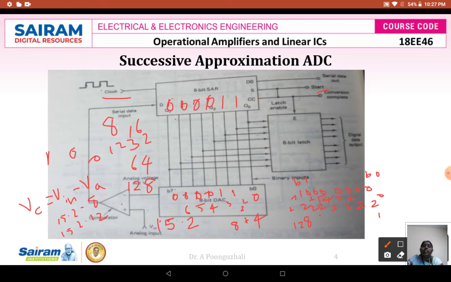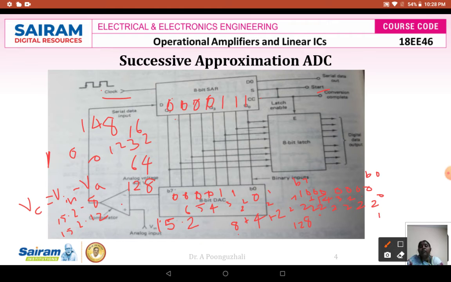So here in this case my analog input voltage is going to be greater. That means my comparator output will be 1. When it is 1, this bit will be set as such and I will go for the next bit. When I go to the next bit, it is going to be 2 power 1. So 2 power 1 means it is going to be 2. That means 8 plus 4, 12, 12 plus 2 is going to be 14. So in that case, you are going to have the value to be now 14.